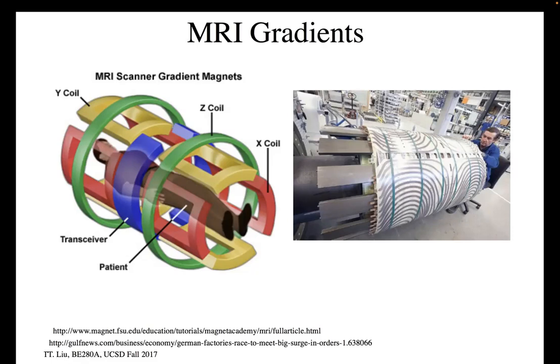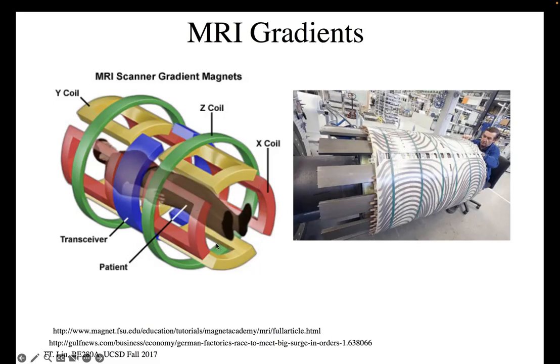What we're going to do is change that Z field as a function of position in the bore. The way we do that is by pulsing current in these auxiliary coils that sit around the patient, also in the cylindrical bore of the scanner. They have to slip into that bore and take up as little space as possible. There are usually 3 of them. The Z coil changes the magnetic field as a function of Z, so I might have a higher field up here and a lower field down here.